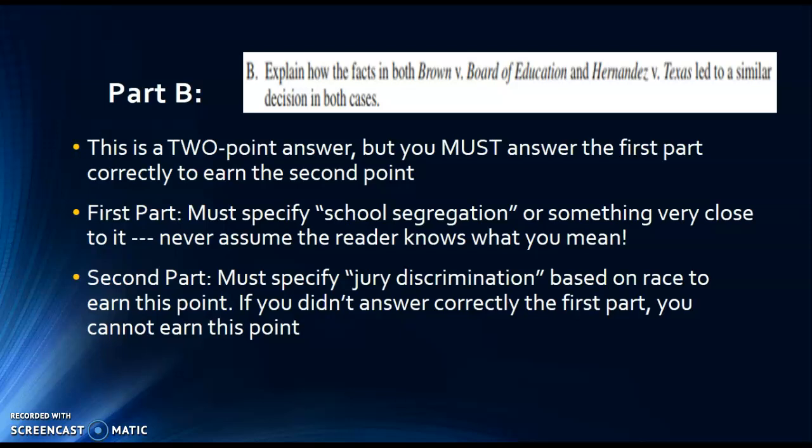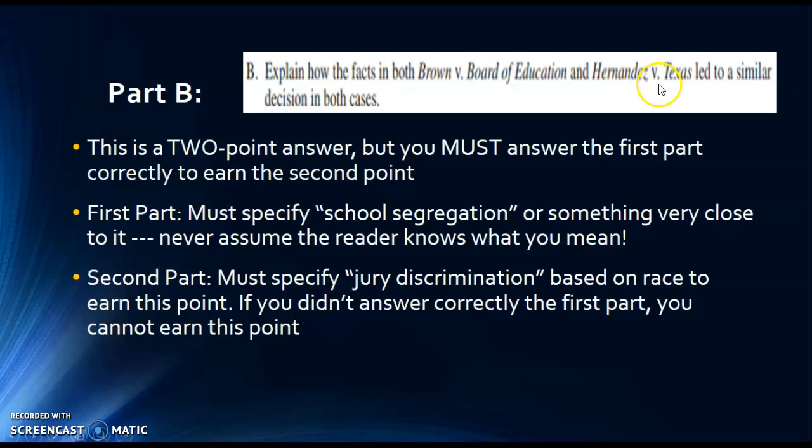So you have to put something, a black student was forced to go into a white school, or whites and blacks were separated into different schools, or utilizing the phrase school segregation. If you didn't really use that type of verbiage, you're not going to be able to get a point there. And if you can't get a point about Brown v. Board of Education, then you automatically do not get a point in Hernandez v. Texas.